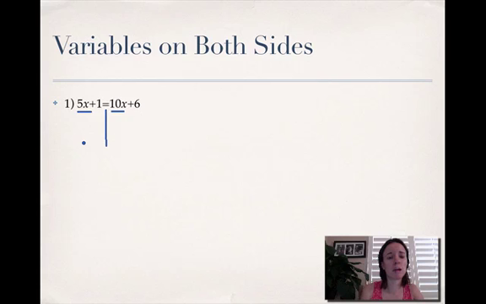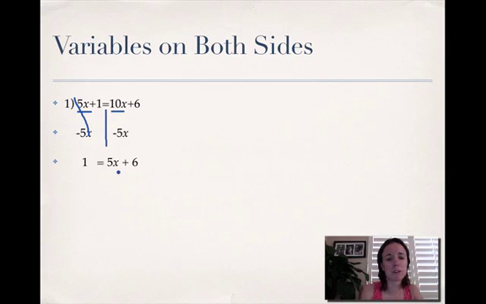And we still do that with opposite operations. I have a positive 5x, so I'm going to do the opposite. I'm going to subtract my 5x from both sides. So on the left, that's going to cancel. It's just going to leave me with 1. On the right, I've got 10x minus 5x gives me 5x plus 6. So my new equation is 1 equals 5x plus 6.